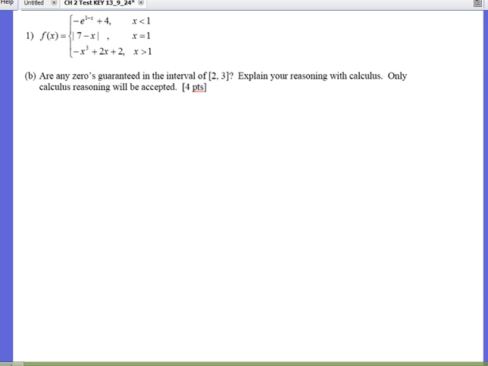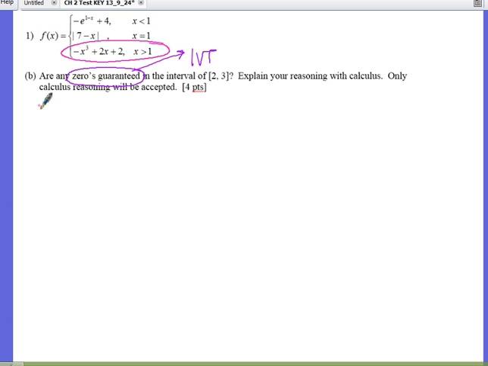Part B. Are any zeros guaranteed? So now that we're using the word guaranteed, that should help you realize we're using IVT. We're using the interval from 2 to 3. So if you're looking only at the interval from 2 to 3, that would be looking at this piece of the piecewise function. So you actually get to ignore the first and second pieces.